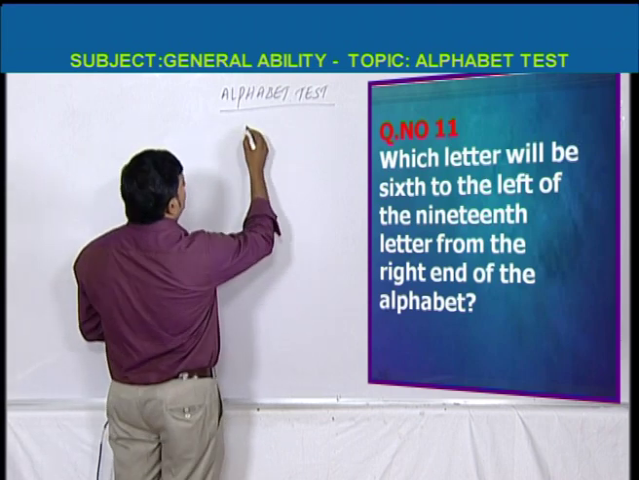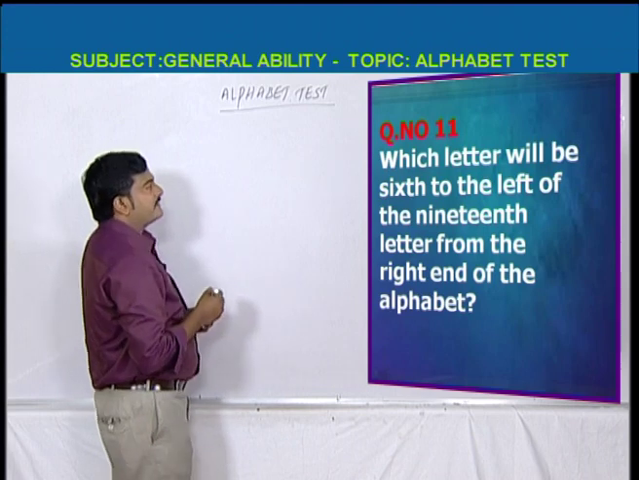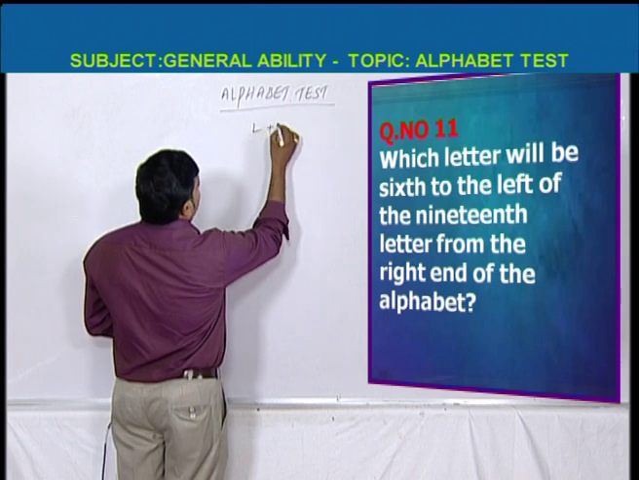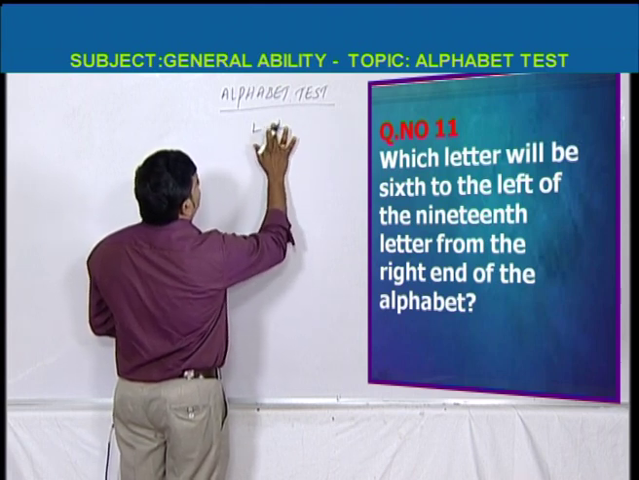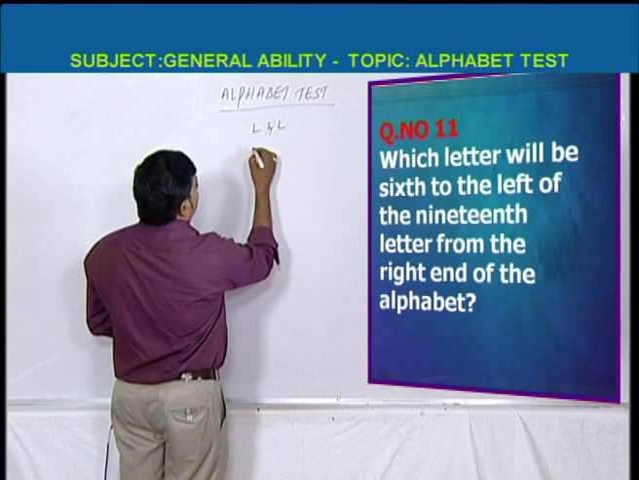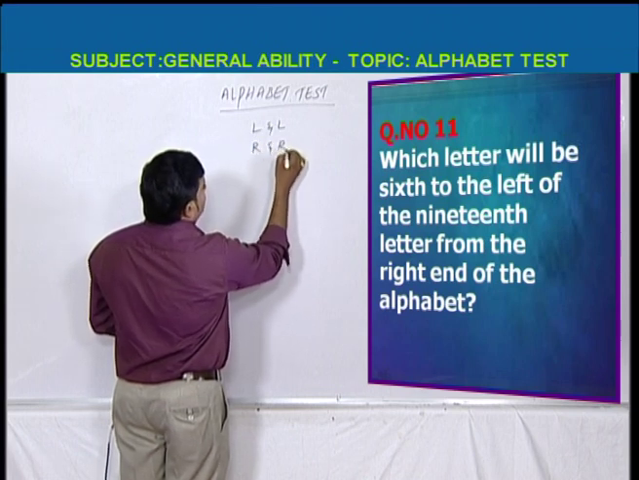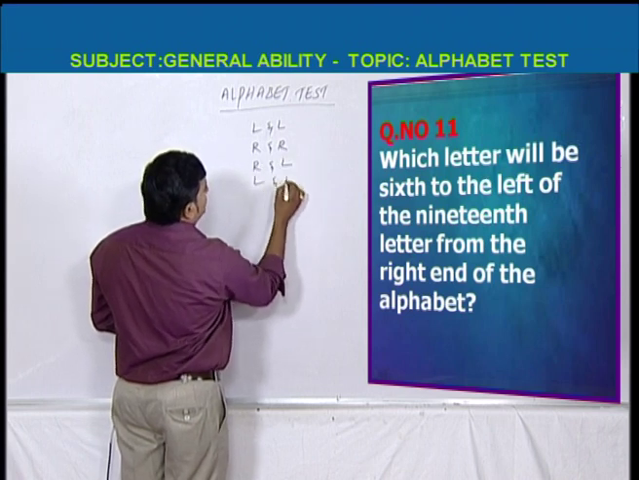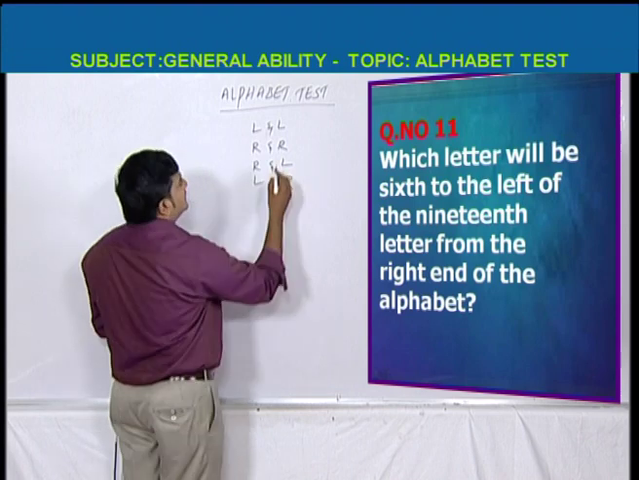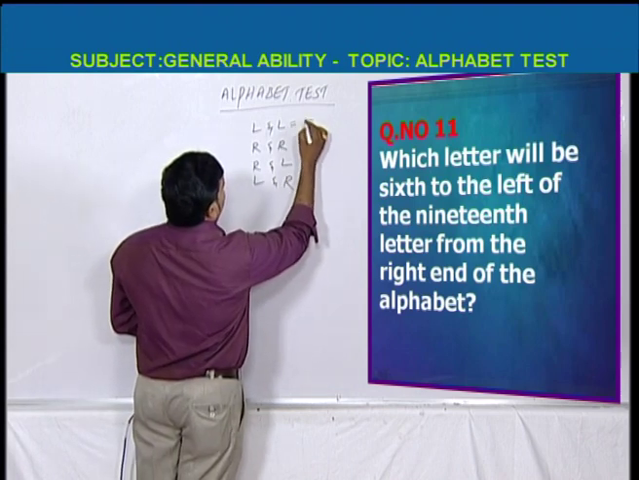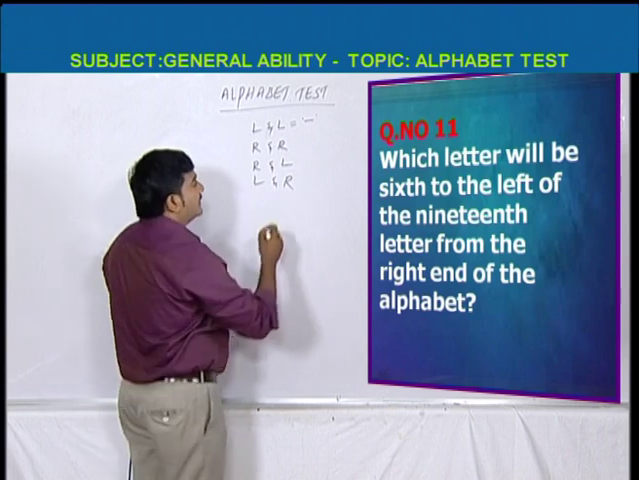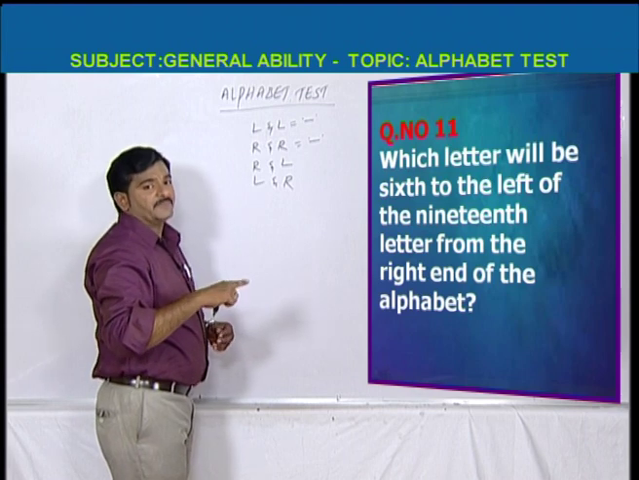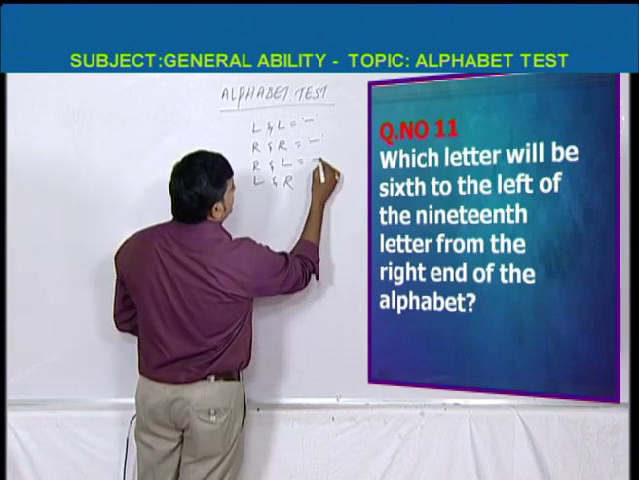To solve this kind of question, first of all we need to have a small note. The note is like this: he will give left and left, sometimes right and right, sometimes right and left, sometimes left and right. Whenever he mentions left and left, simply subtract. Whenever he mentions right and right, again subtract, simply minus. Whenever one is right and the other is left, then simply add both.